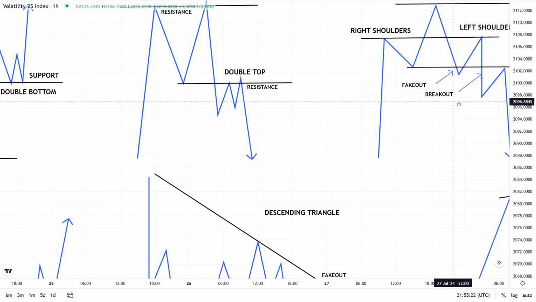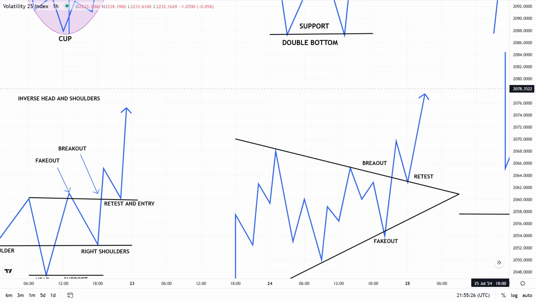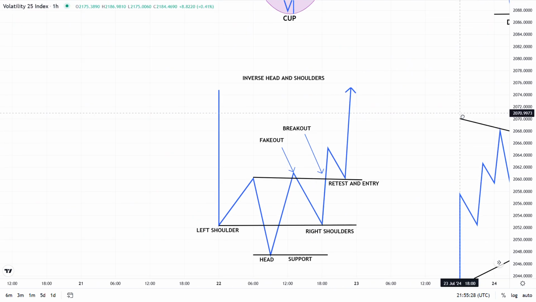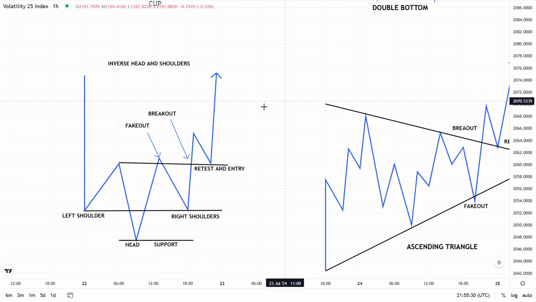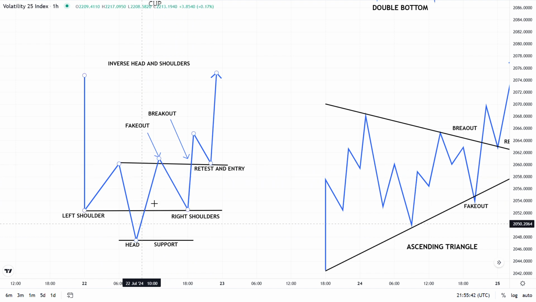So let's move forward. Let's move to the inverse head and shoulder right here. So we have an inverse head and shoulder right here. This is the head, left shoulder, right shoulder. Same explanation, and you can see the market pushing to the upside, a fake out causing a liquidity sweep. The market drops back into the pattern and forms the pattern completely.